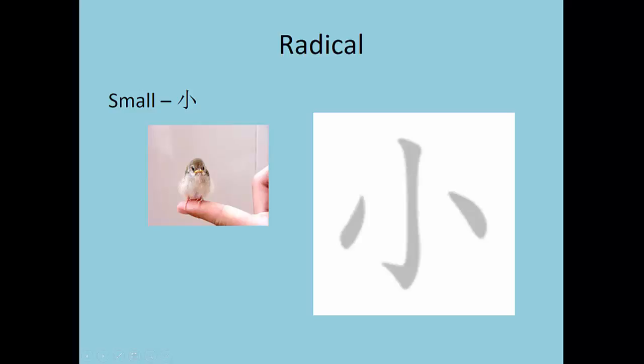The next radical is the small radical, 小, here indicated by a little bird. To draw it, you draw a person with their legs together and their arms down, making themselves small. Again, a person with their feet together and their arms down.